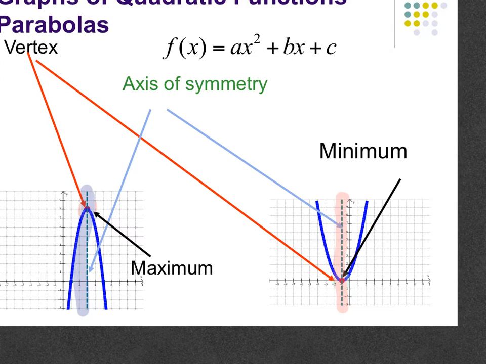So you'll be asked for the vertex, which is the coordinate point. You're going to be asked for the max or the min, which is just a single value. It's the y coordinate. You're going to get asked for an axis of symmetry, which is an equation, x equals, okay, which we're going to get into each of those.